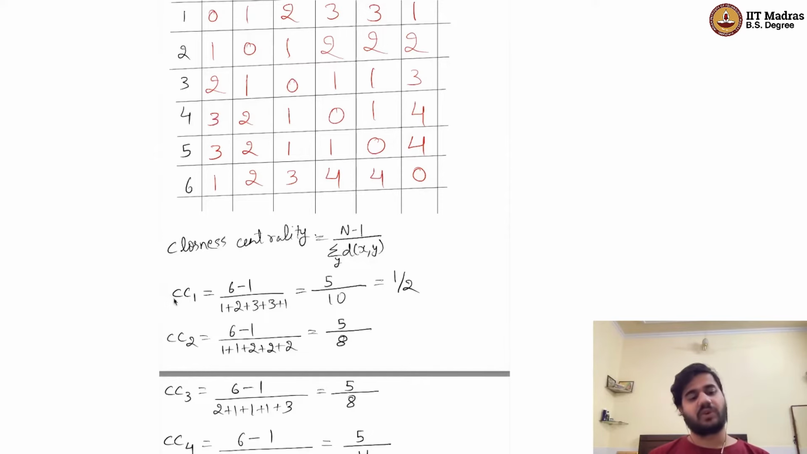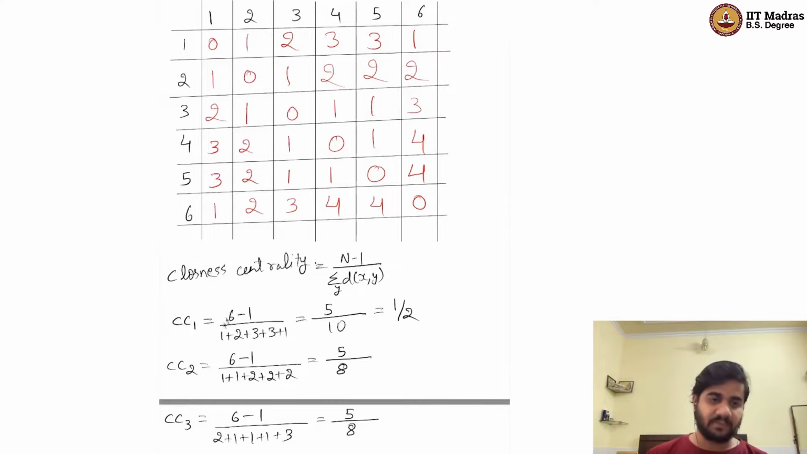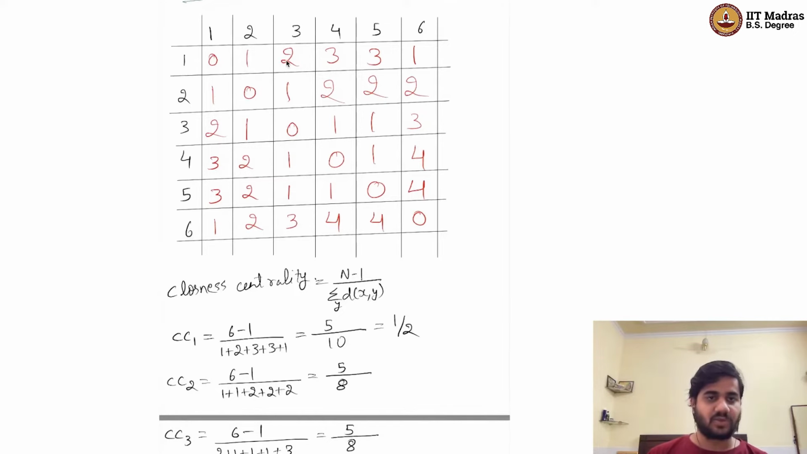So let's say now we want to calculate closeness centrality for graph node number 1. We have total nodes 6, so 1, 2, 3, 4, 5, 6. So we do 6 minus 1, and then we essentially just take this row and sum all the elements of this row. So 1 plus 2 plus 3 plus 3 plus 1, and you end up with 5 by 10, which is 1 by 2.